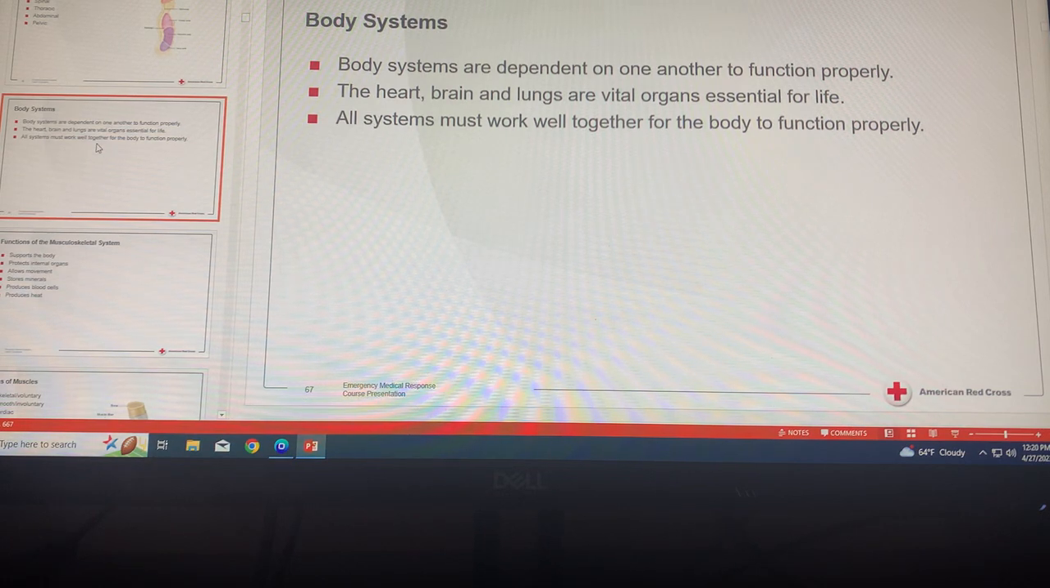with oxygen-rich blood. For the body to work properly, all of the following systems must work well together: musculoskeletal, respiratory, circulatory, nervous, integumentary, endocrine, digestive, and genitourinary.